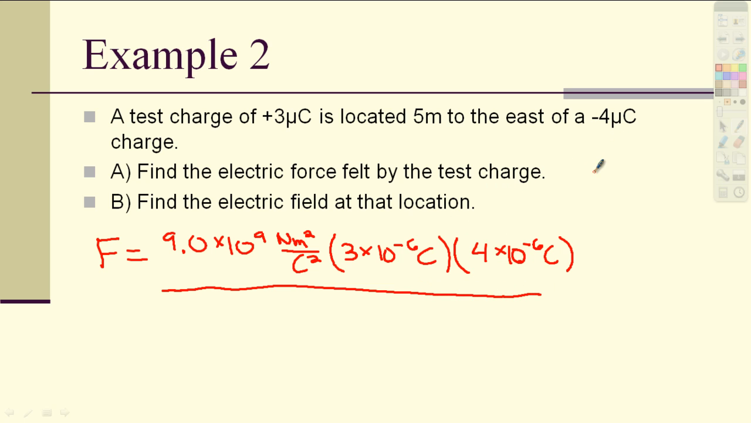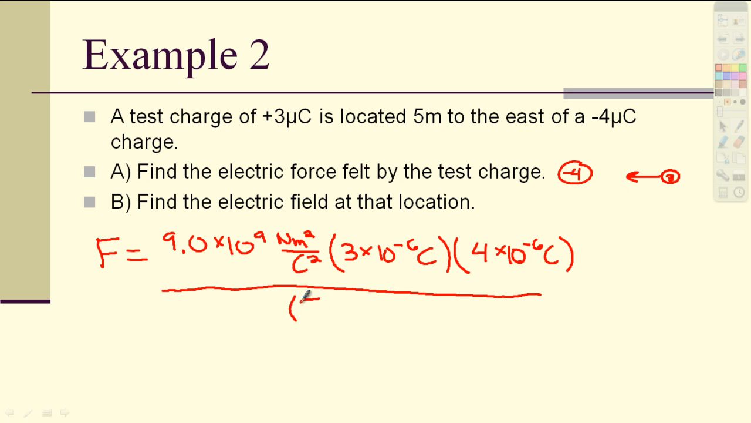We can make this positive because if we put our negative 4 one here, and here's our positive test charge, 3, the force, we're trying to find the electric force felt by the test charge. Since opposites attract, it's going to go this way. We're just looking for the magnitude of the force.